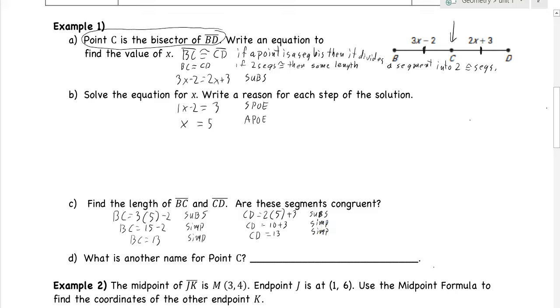What's another name for point C, for a point that divides a segment into two congruent segments? The midpoint. Yes, these are congruent segments. We should know that from point C is the bisector of segment BD. But we also get to know it down here because if two segments have the same length, then they are congruent. And BC is equal to CD.